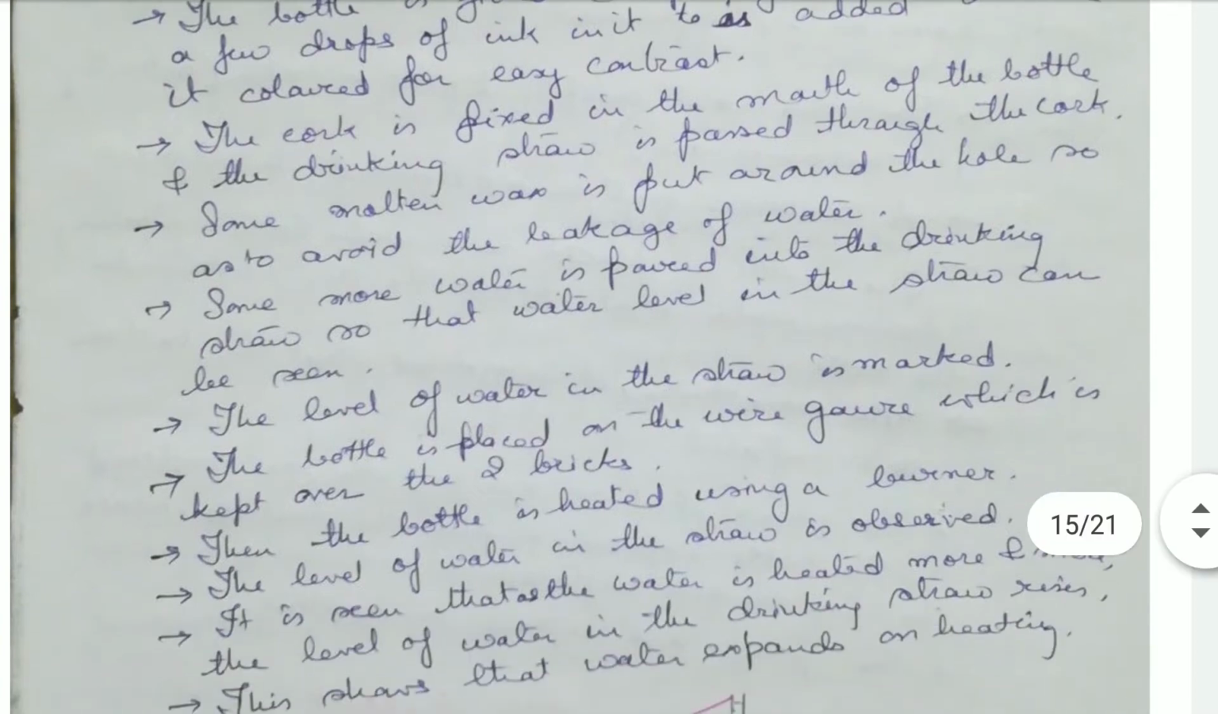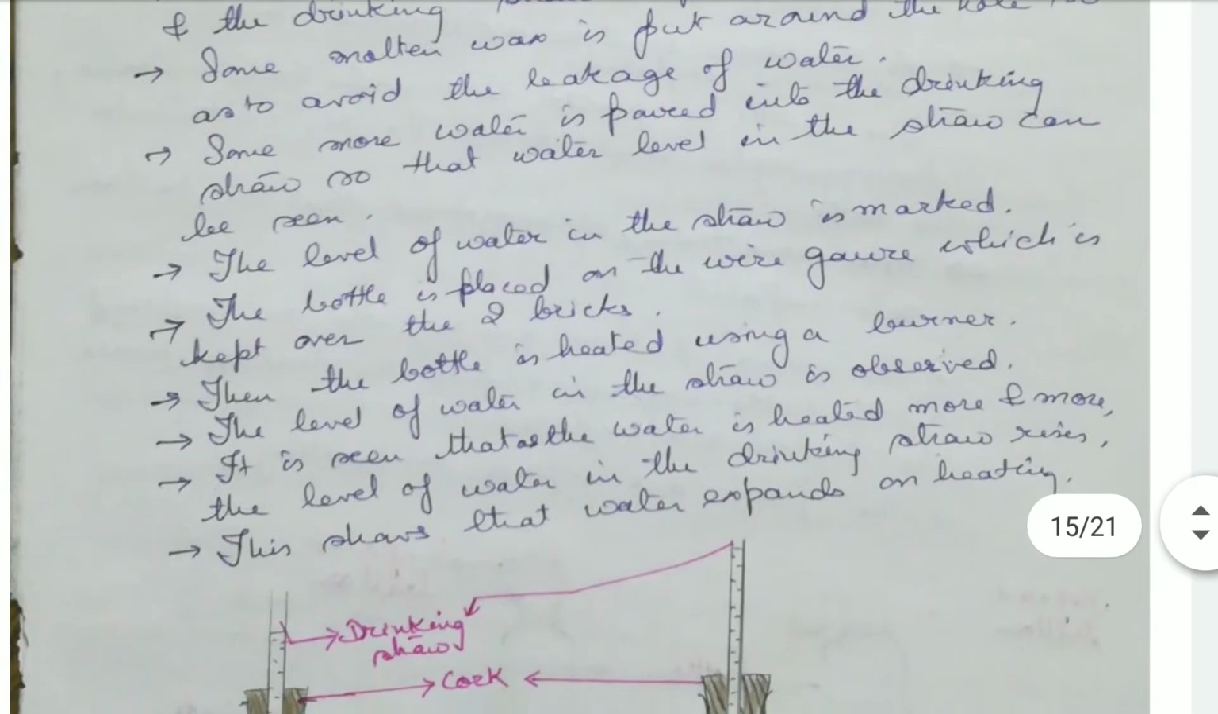Then the cork is fitted in the mouth of the bottle, and the drinking straw is passed through the cork. Now some molten wax is put around the hole so that there is no leakage of water. Then some more water is poured into the drinking straw so that the water level in the straw can be seen. Now the level of water in the straw is marked. Then the bottle is placed on the wire gauze, which is kept over 2 bricks, and the bottle is heated using a burner.